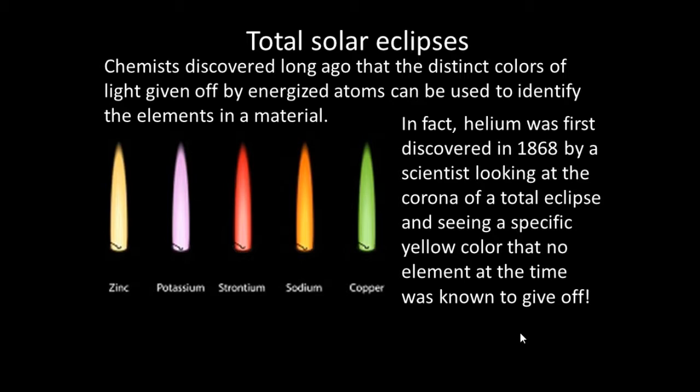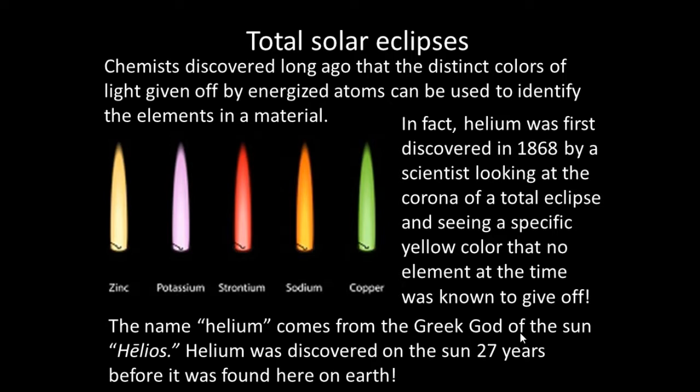In fact, helium was first discovered in 1868 by a scientist looking at the corona of a total eclipse and seeing a specific yellow color that no element at the time was known to give off. The name helium comes from the Greek god of the sun, Helios. Helium was discovered on the sun 27 years before it was found here on Earth.